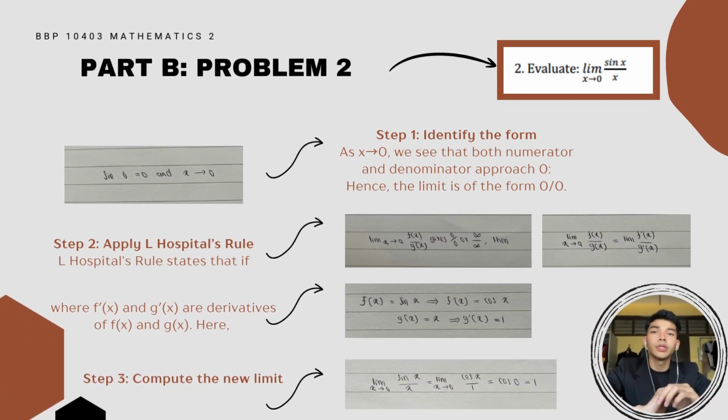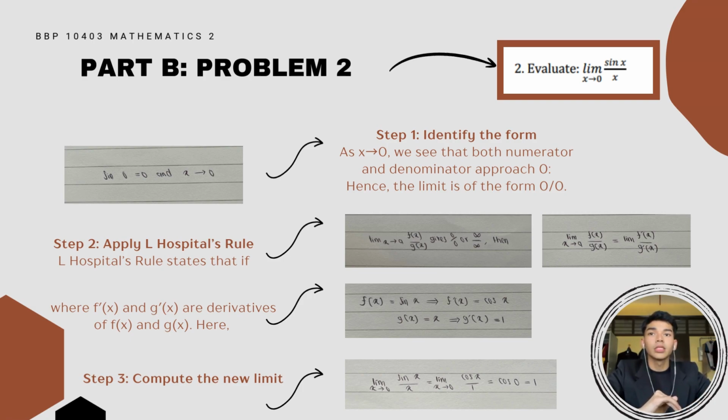Alright, for problem 2, evaluate the limit as x approaches 0 of sine x over x. For the first step of the solution, identify the form. As x approaches 0, we see that both numerator and denominator approach 0. So sine 0 equals 0 and x approaches 0. Hence, the limit is of the form 0 over 0.